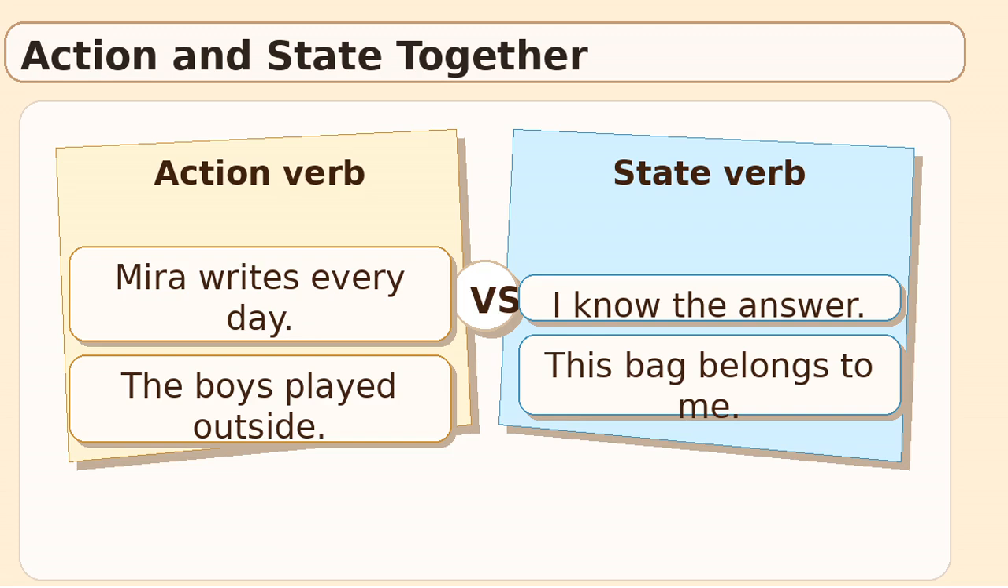Now move to the state verb side. In the sentence I know the answer, the word know does not show physical movement. It shows a state of mind or knowledge. In this bag belongs to me, the word belongs shows relation or possession, so it is a state verb. This is the key difference. Action verbs show doing, while state verbs show condition, feeling, knowledge, or relation.